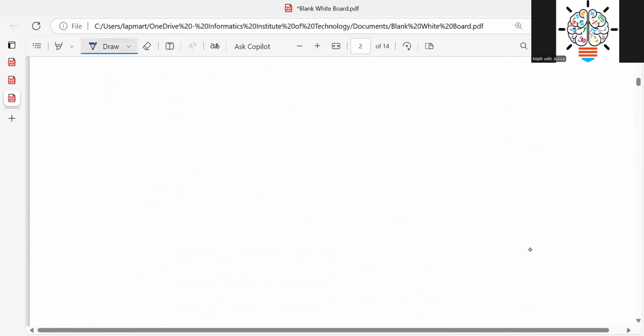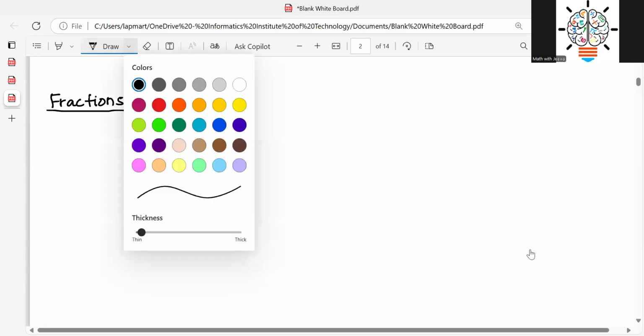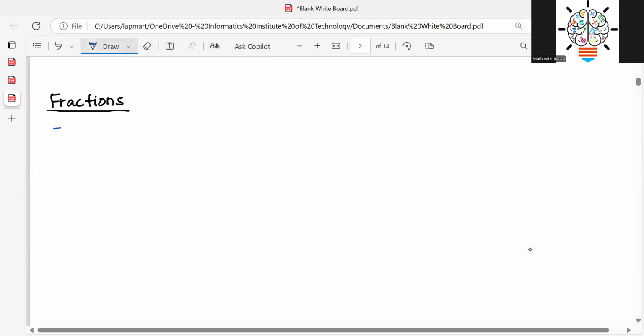Next we want to talk about fractions, right? I'll write the subtopic now. Fractions, okay? So there I write, what is a fraction? A fraction is a portion of something.